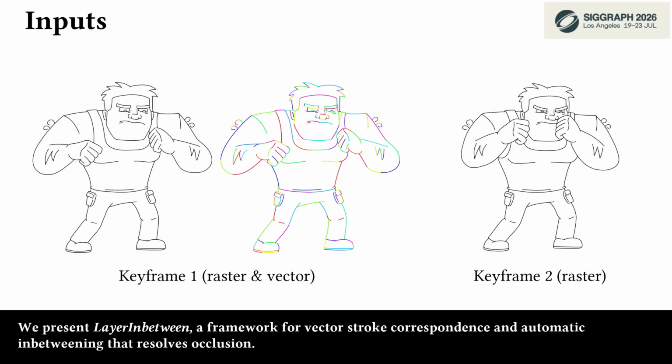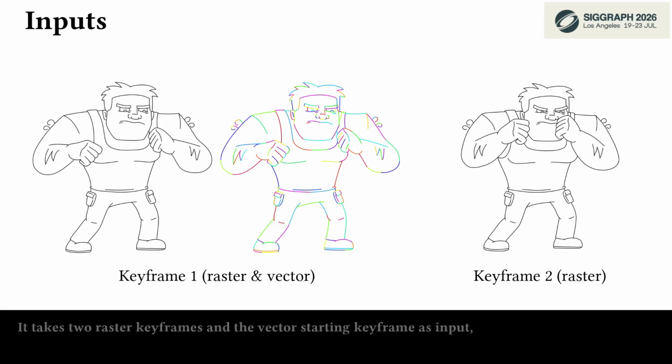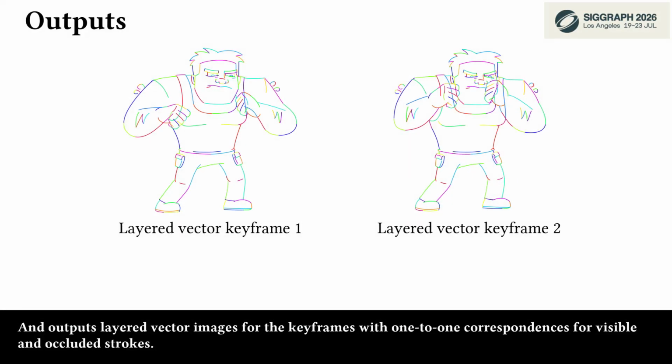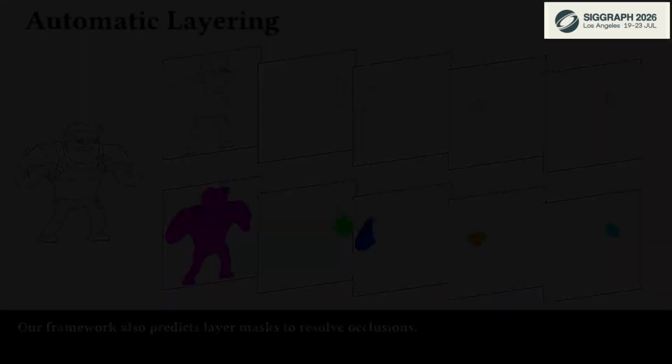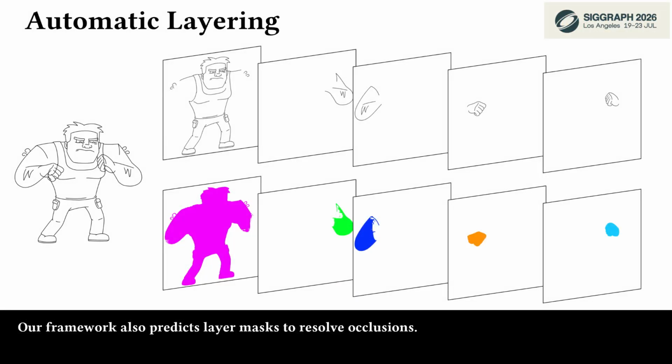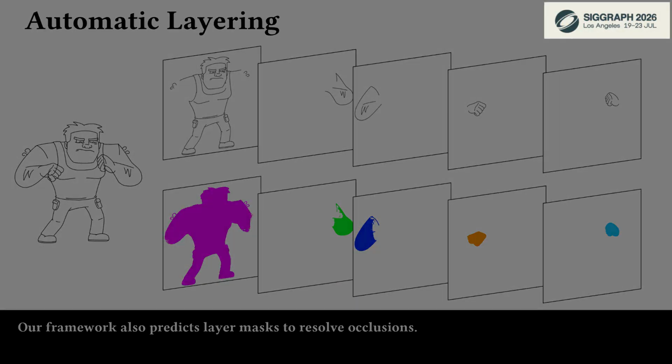We present LayerInbetween, a framework for vector stroke correspondence and automatic in-betweening that resolves occlusion. It takes two raster keyframes and the vector starting keyframe as input, and outputs layered vector images for the keyframes with one-to-one correspondences for visible and occluded strokes. Strokes of the same color are matched. Our framework also predicts layer masks to resolve occlusions.